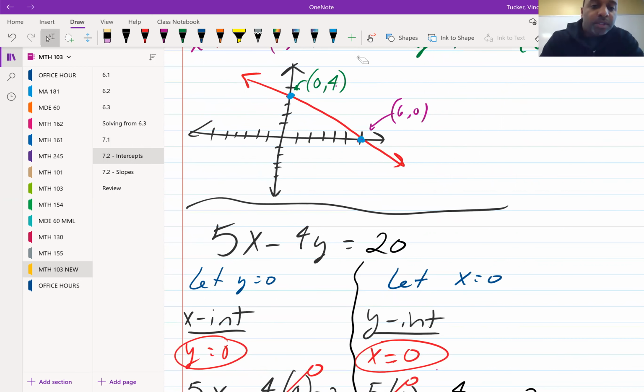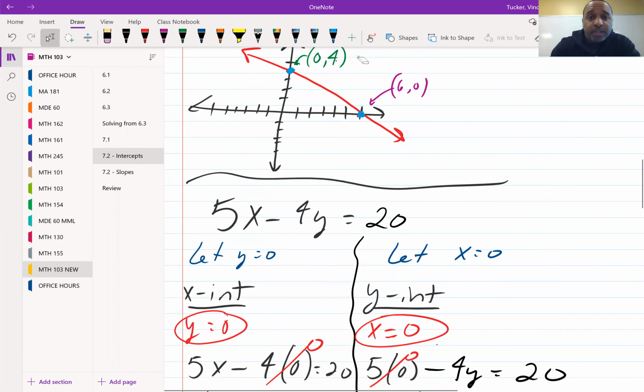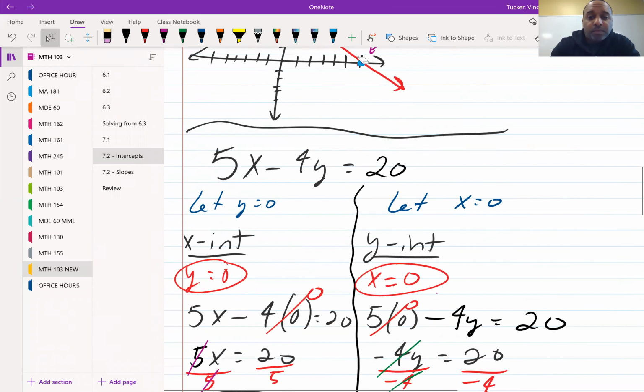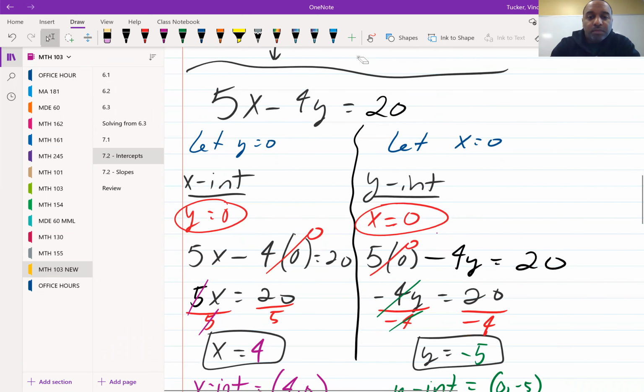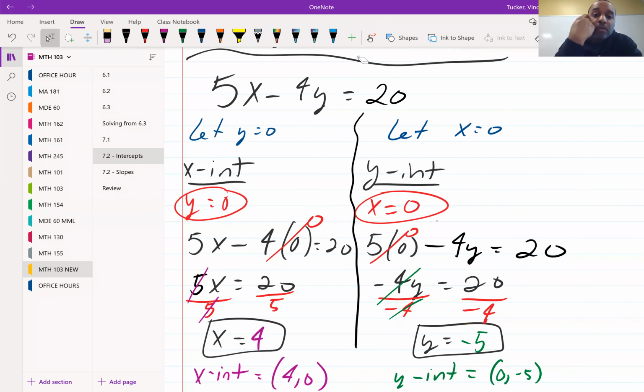All right, next one, same practice. We have 5x minus 4y equal to 20. We want to find both of our intercepts. So plugging in 0 for y for our x-intercept, that'll be 4 times 0. That cancels out, leaving me with 5x equal to 20. Divide both sides by 5, x is equal to 4. So my x-intercept is going to be (4, 0).